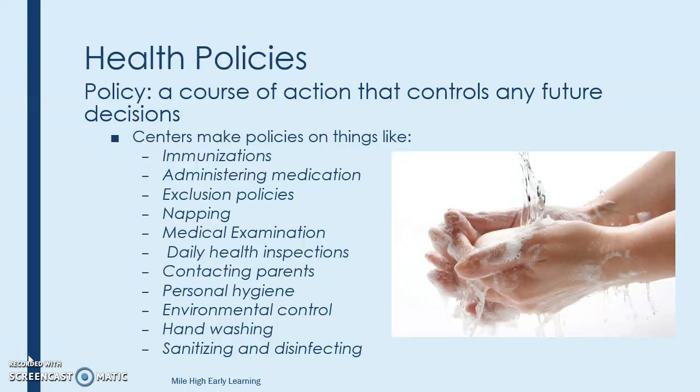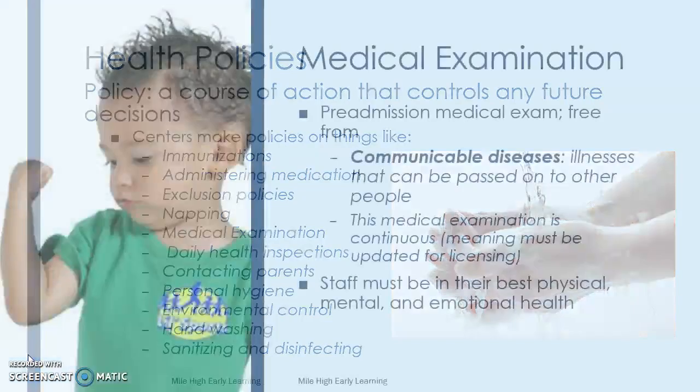Licensing also states that there must be a policy in place for contacting parents in case of an accident or emergency or an injury. And when we think of health and safety, it's about the spacing between children and making sure sheets are cleaned weekly in terms of nap, and that cots are sanitized, and that children get rest time but are not forced to sleep. The rest of the policies on here we will go over.